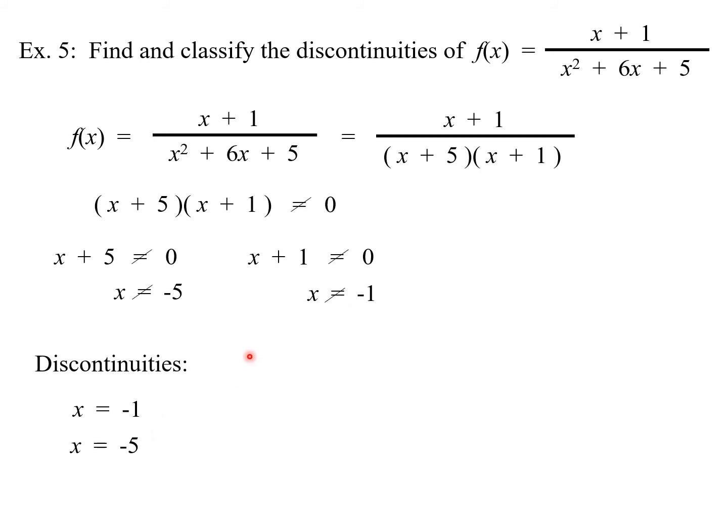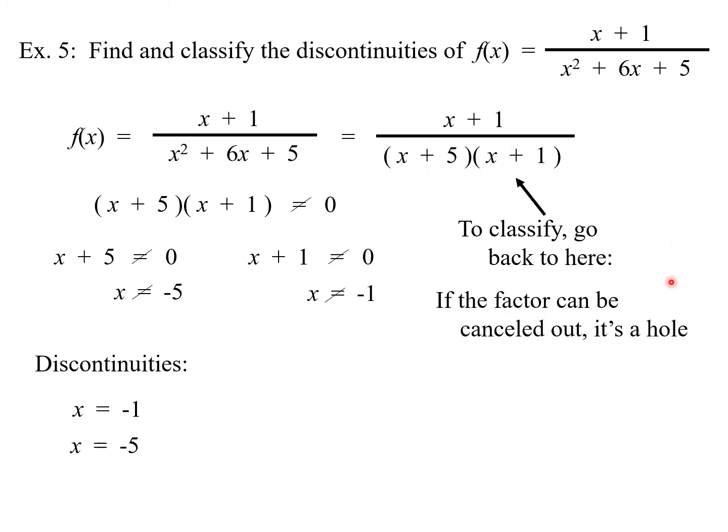Now, how do we classify them without using a graph? Okay, here's what you do. You go back to here, and here's the rule. If the factor can be canceled out, it's a hole. Okay, and notice that x plus 1 can be canceled out. So that makes the discontinuity at x equals negative 1 a hole.